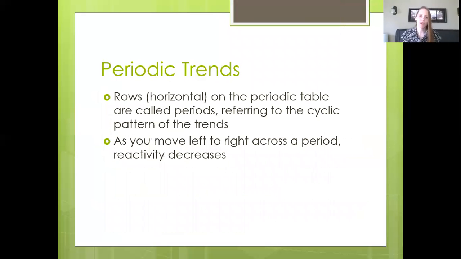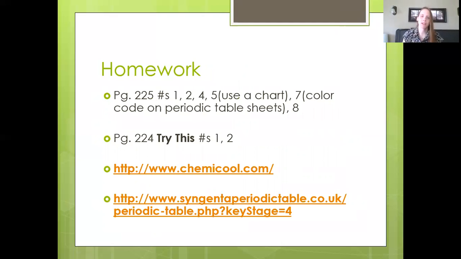Okay, there's also something called periodic trends. So each row on the periodic table is called a period. And usually there's a pattern of reactivity to that, but you don't really need to know that. At the bottom there, don't worry about that homework. At the bottom there, in the orange, are just different periodic tables that you can use, and they tell you different properties of different elements and stuff like that.